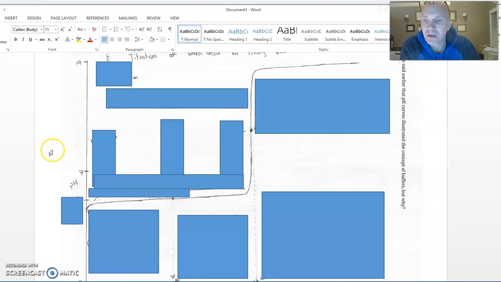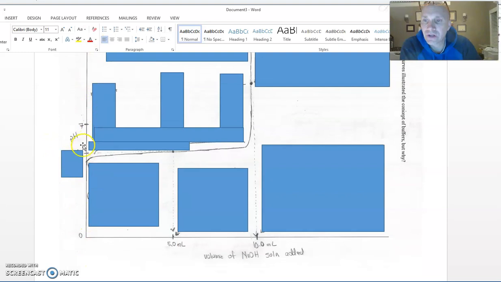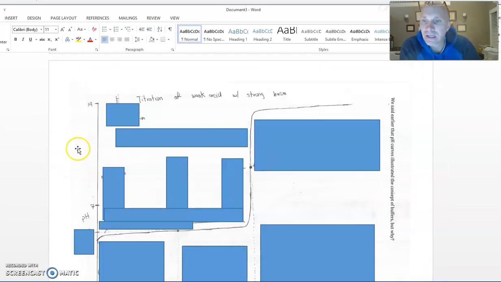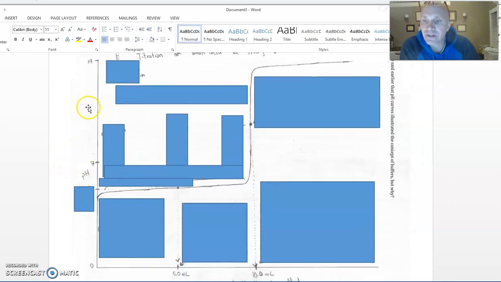All right. So remember, this would be pH on this axis right here. Let's zoom out a little bit. All right, and so that's pH on this axis. This is volume of the base that you would have added. All right. So remember, since it's a weak acid, we would expect the starting point to be a little bit less than 7.